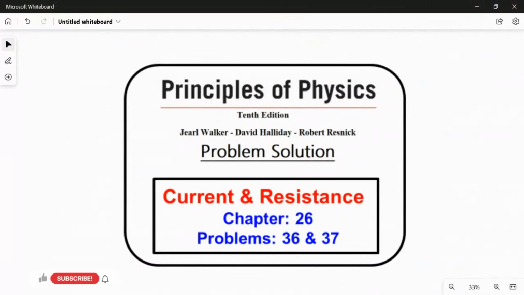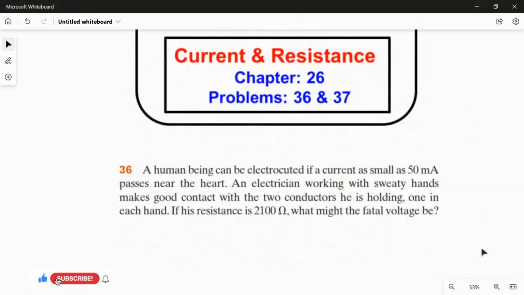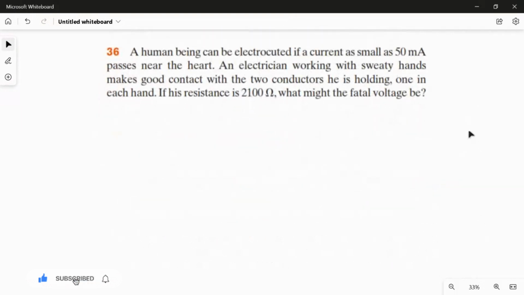Problems 36 and 37 from chapter 26. A human being can be electrocuted if a current as small as 50 milliampere passes near the heart. An electrician working with sweaty hands makes good contact with the two conductors he is holding, one in each hand. If his resistance is 2100 ohm, what might the fatal voltage be?